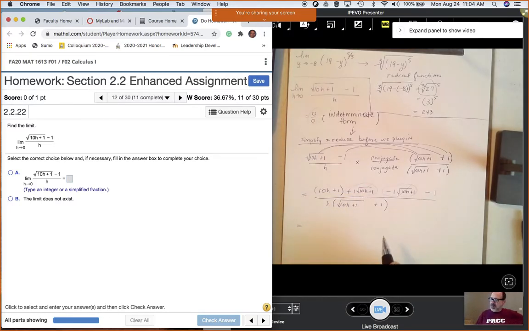So then the numerator becomes 10h plus 1 minus 1, and the denominator is h times the square root of 10h plus 1 plus 1. And that simplifies further because the plus 1 and minus 1 also add to be 0. We get a 10h numerator and an h times the square root 10h plus 1 plus 1 denominator.